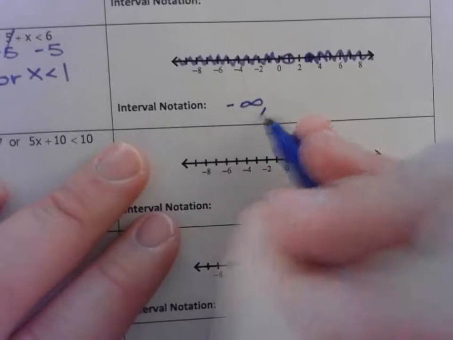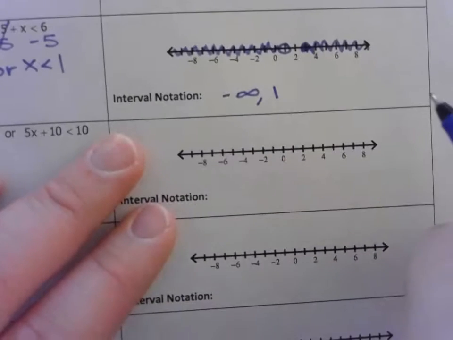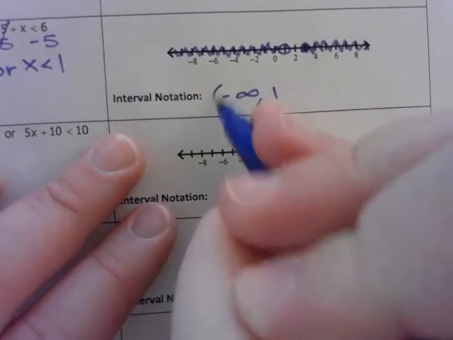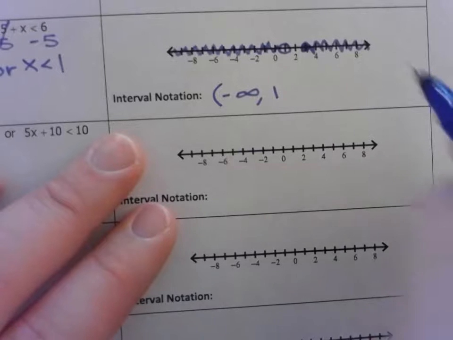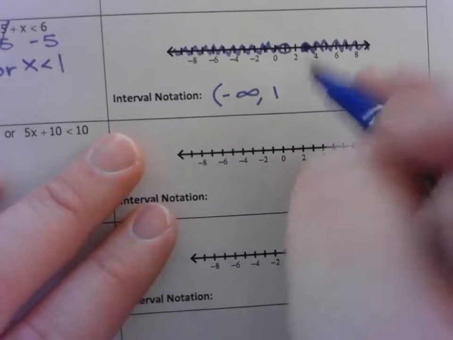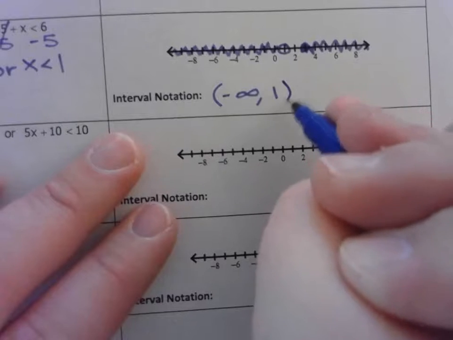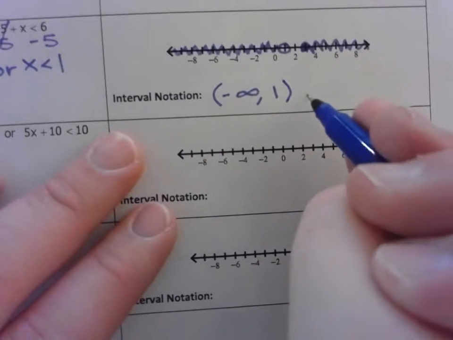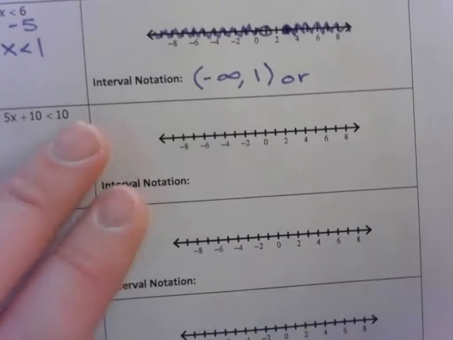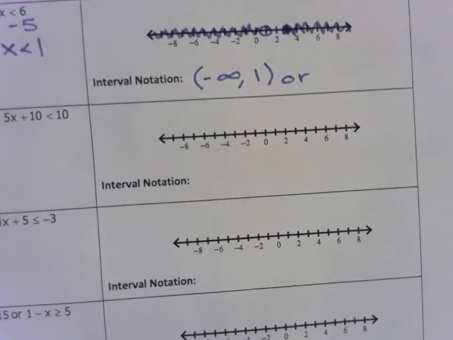Negative infinity, comma, 1. Let's think about it. Parenthesis always with infinity and negative infinity. Will 1 be a parenthesis or a bracket? Parenthesis. Why would it be a parenthesis? It's an open circle. Okay, so negative 1 to 1, both parentheses.